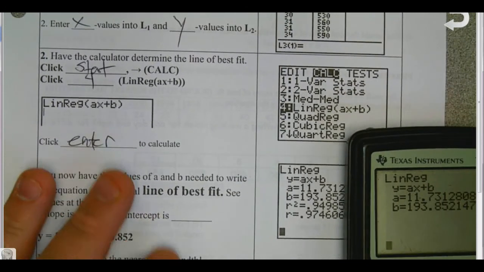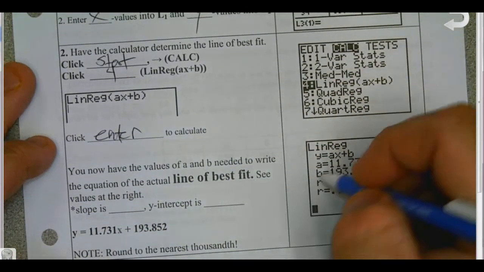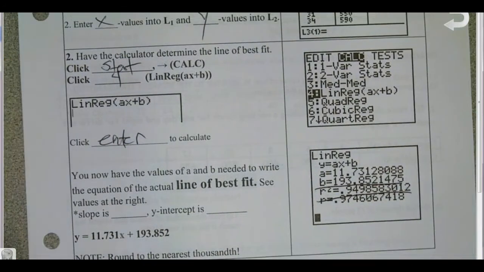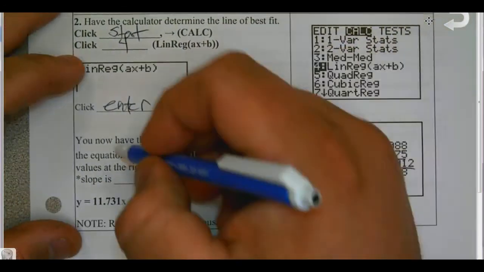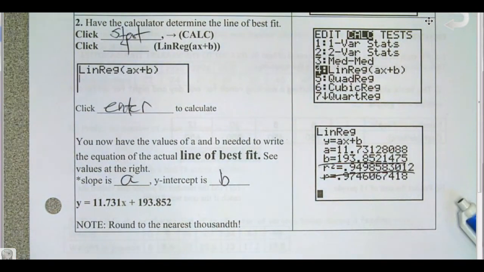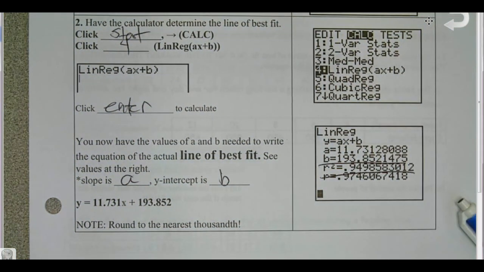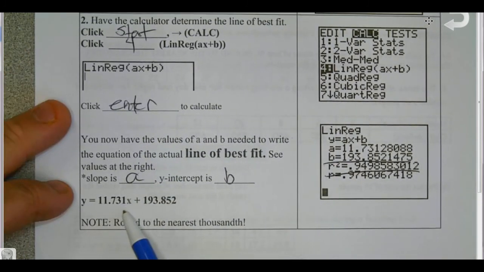Now, if you notice, their calculator screen includes 2 extra things that we don't have, and you don't have to worry about those. They're not relevant to what we need right here. But the slope is the A value, and the y-intercept is the B value. And so when I write the curve of best fit, I'm going to round to the nearest thousandth. And so the curve of best fit is 11.731x plus 193.852.